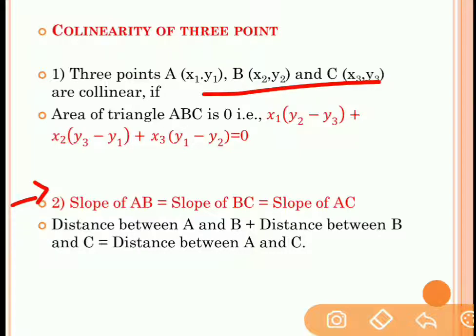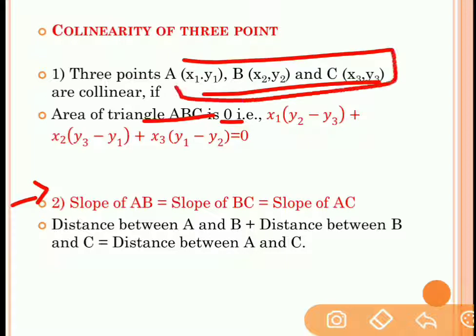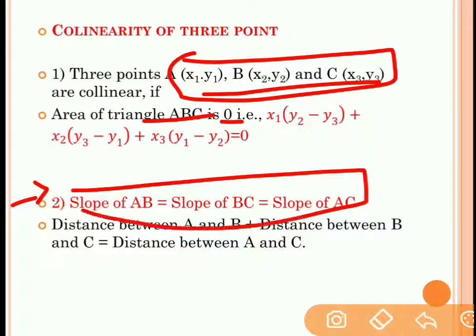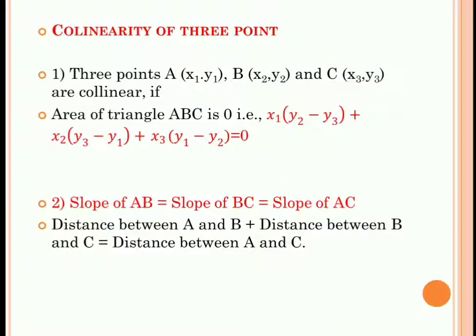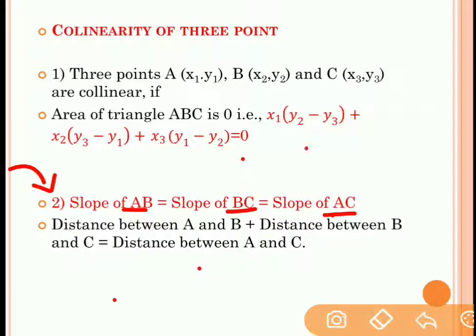So either you can find out the area of the triangle, and if the area of the triangle comes out as 0, then you can say that these 3 points are collinear. Or you can check the second condition. One of these two conditions is to be checked. If you check the area of the triangle and it comes out to be 0, then you are done, these 3 points are collinear. And if you follow condition 2, that the slope of AB is equal to the slope of BC is equal to the slope of AC, then in that case these 3 points A, B, C are collinear, and the distance AB plus the distance BC is equal to the distance AC.